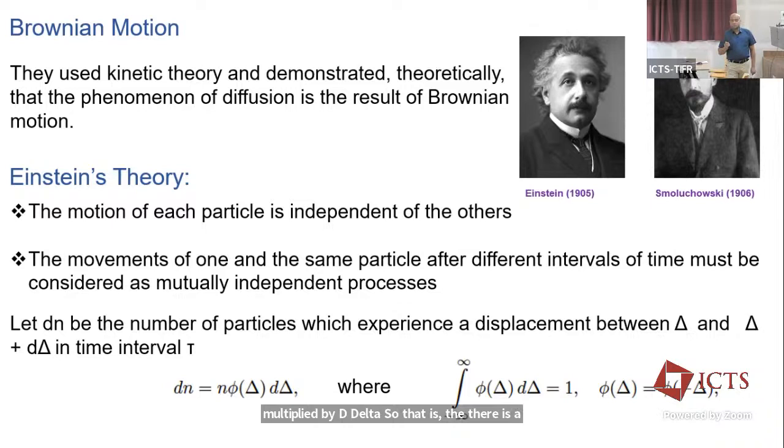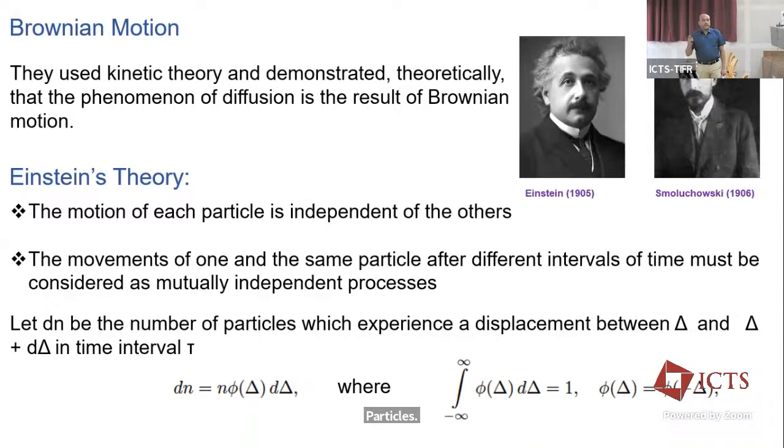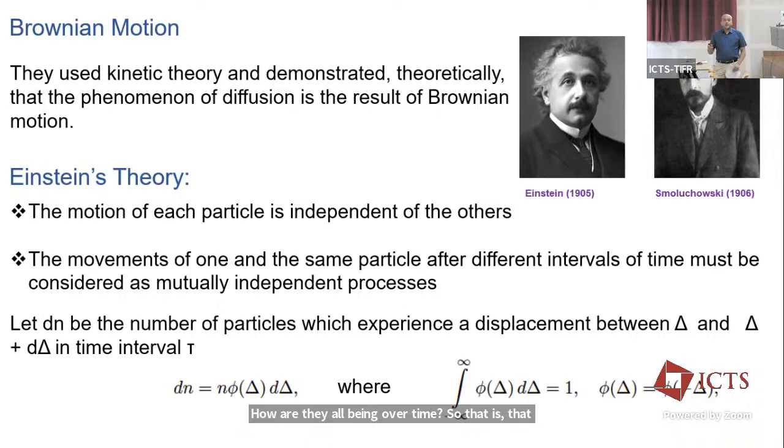If we have such a description, then we are mainly interested in how the probability density of these Brownian particles evolves over time. That is, how the distribution function changes over time. That is what he was mainly interested in.